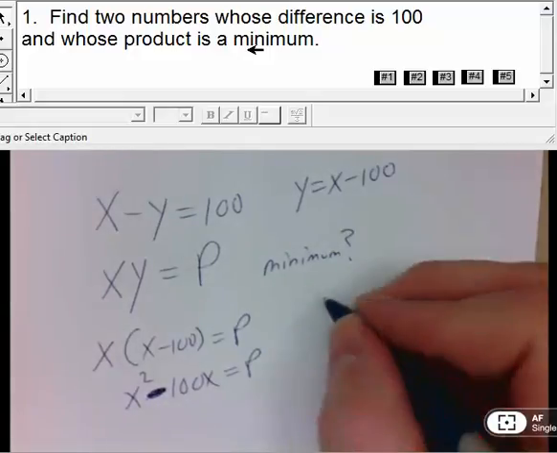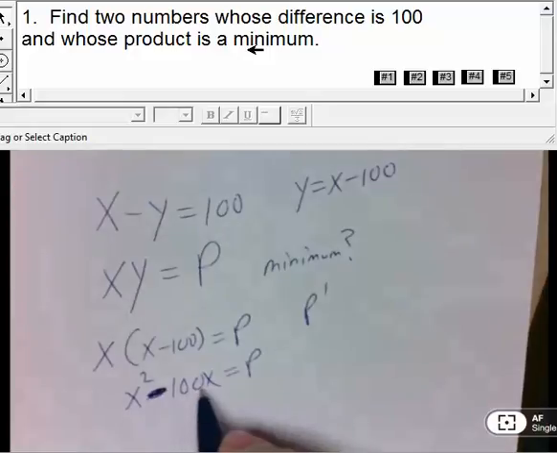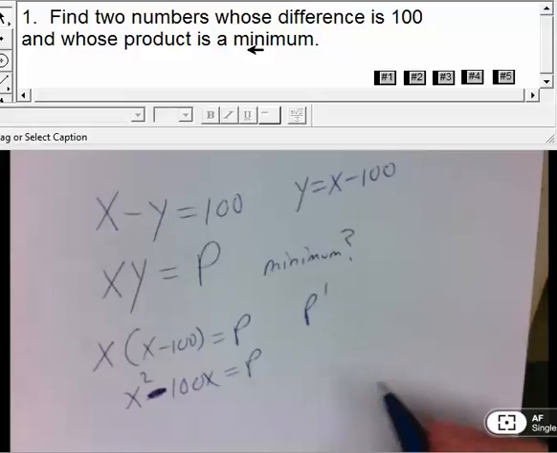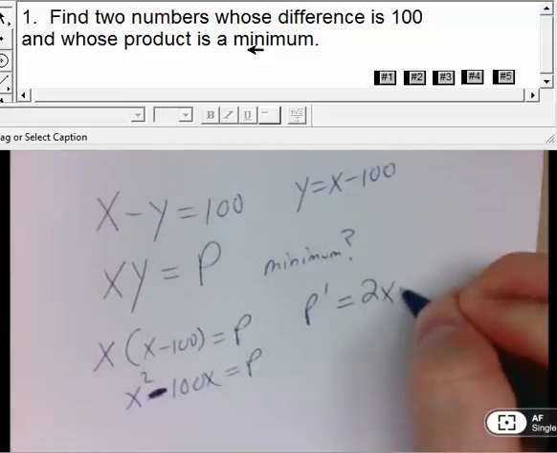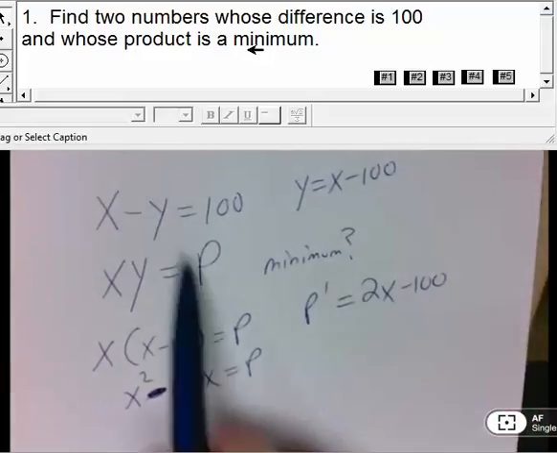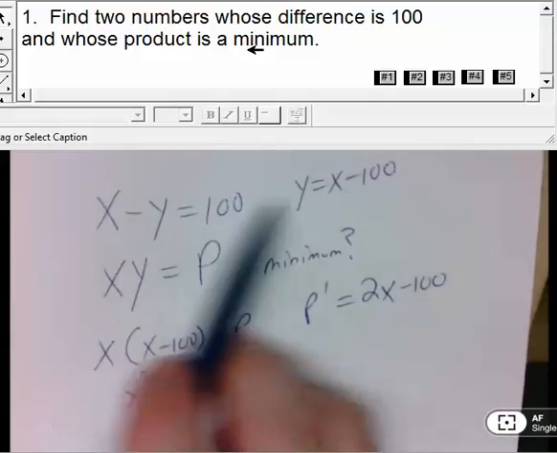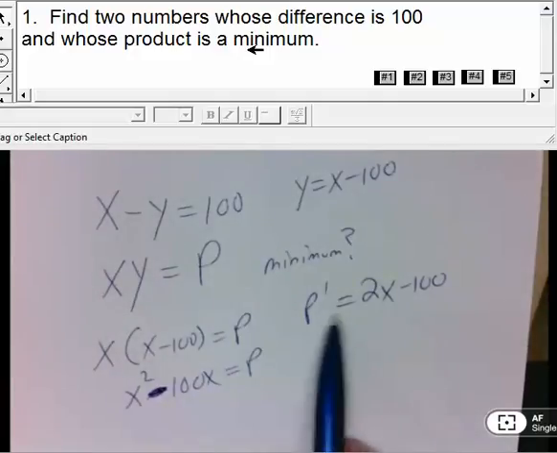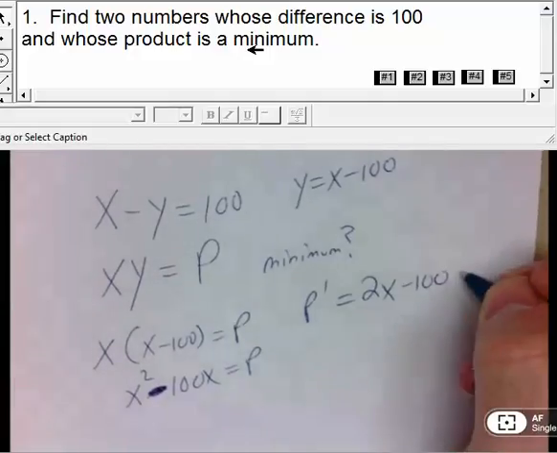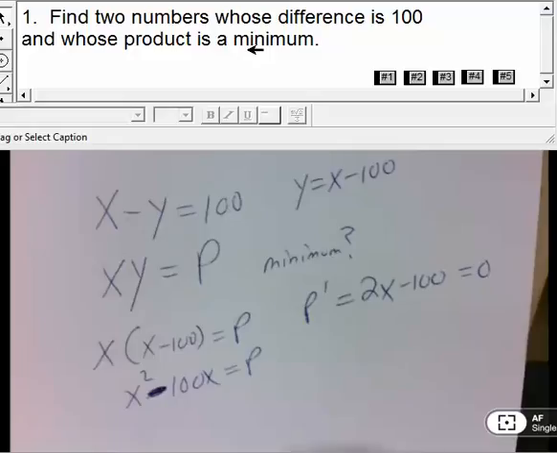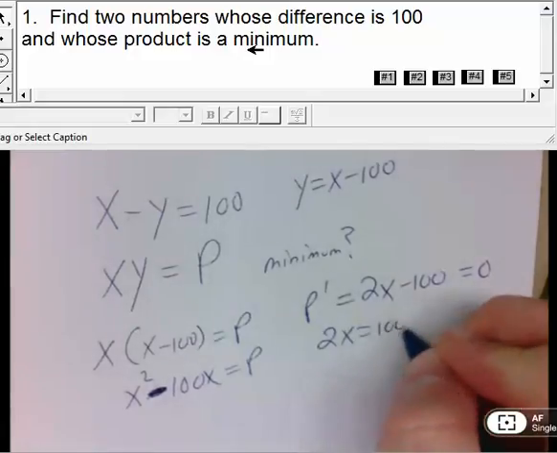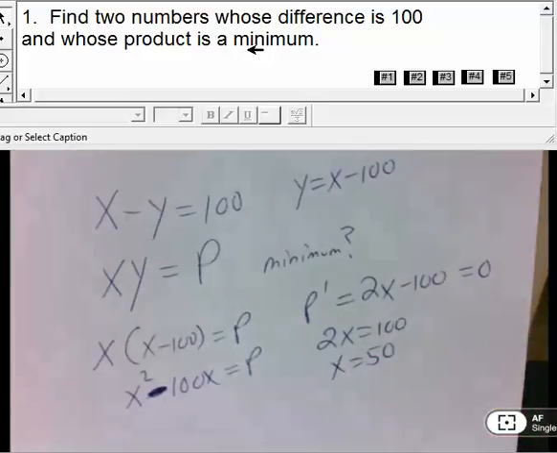So I'm going to take the derivative, p prime. I'm going to take it with respect to x on purpose because these are the variables I'm using. I'm not doing it with respect to time like when we did related rates. So this is simply 2x minus 100. If you had solved this for x instead of y, it'd be the same idea, but you'd have your p prime in terms of y. Either way, to get a critical value, we need to set that equal to 0. So 2x equals 100, so x would have to be 50. So there's our critical value at 50.